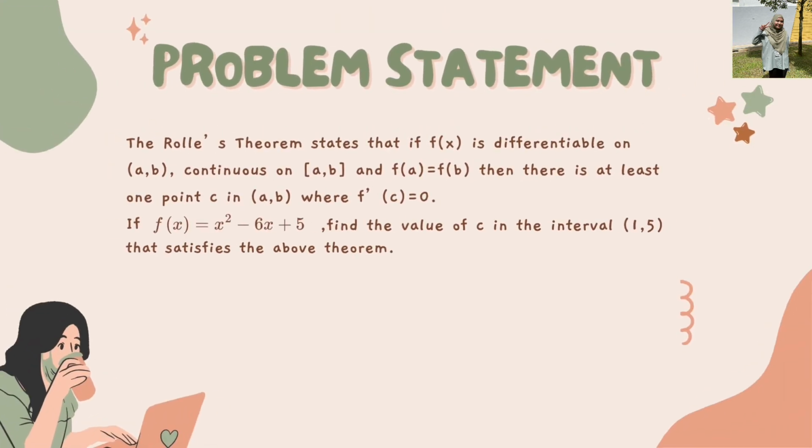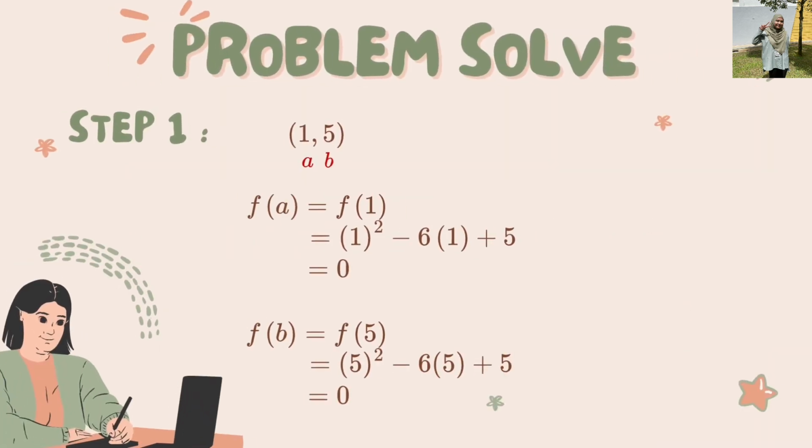Here's an example question for Rolle's theorem. Rolle's theorem states that if f(x) is differentiable on (a,b), continuous on [a,b], and f(a) equal to f(b), then there is at least one point c in (a,b) where f'(c) equal to 0. If f(x) equal to x² − 6x + 5, find the value of c in the interval [1,5] that satisfies the above theorem. Let's jump into the solution.